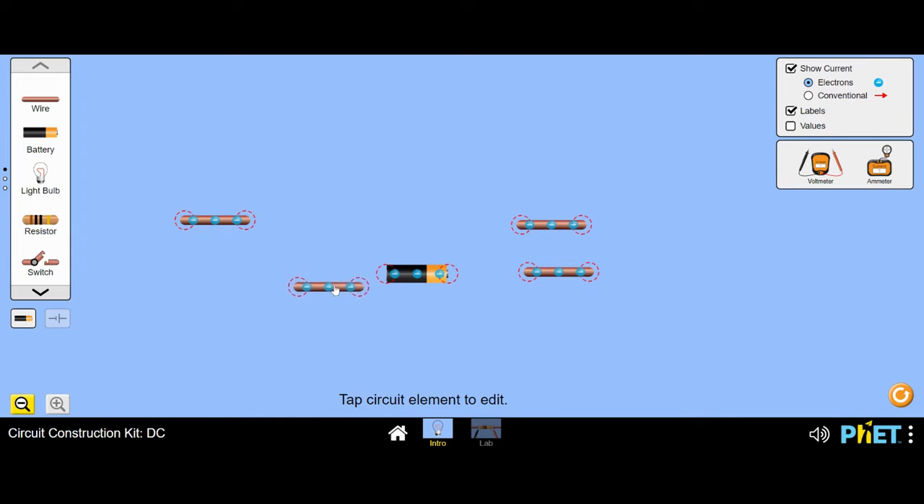When you connect your wires to each other or to components, they'll begin to move together. So that's how you know the connection's been made. You'll also notice that the circle changes color.